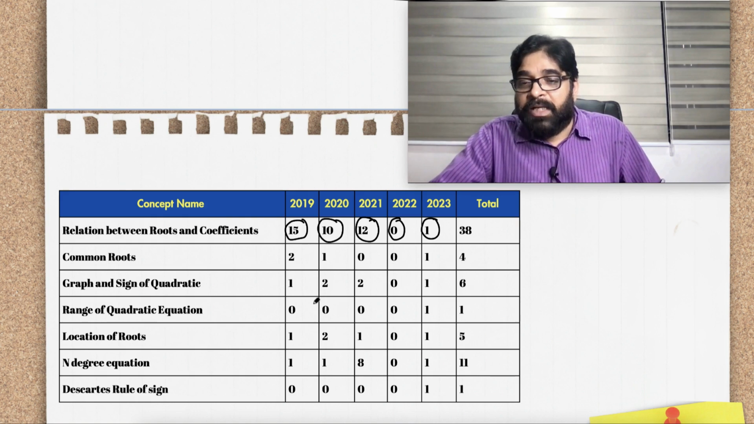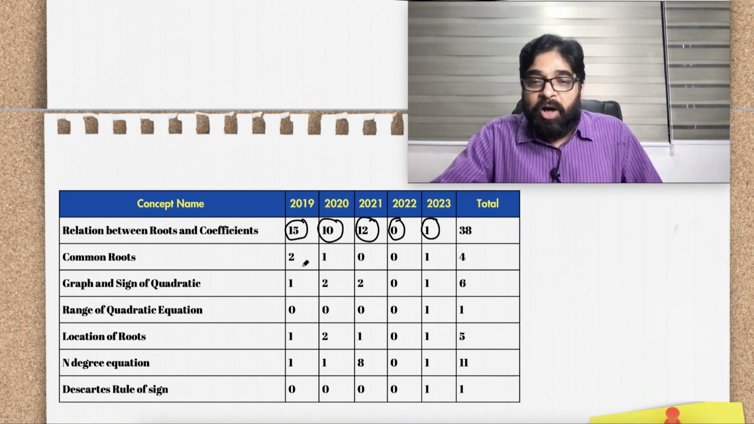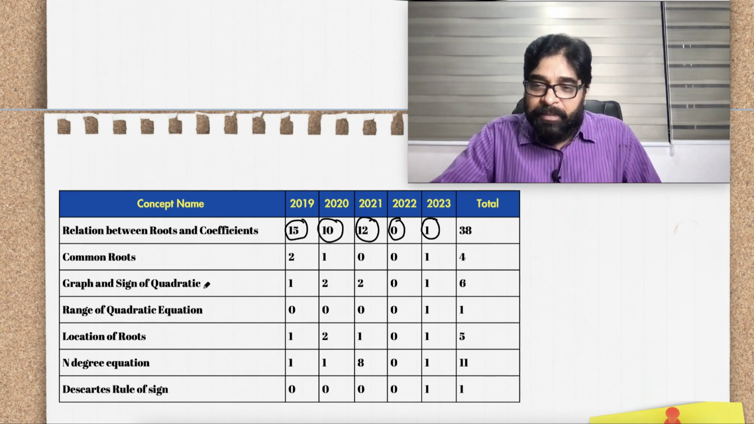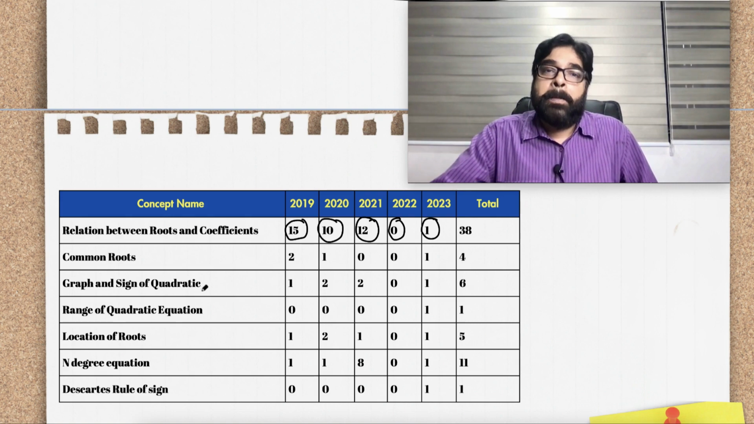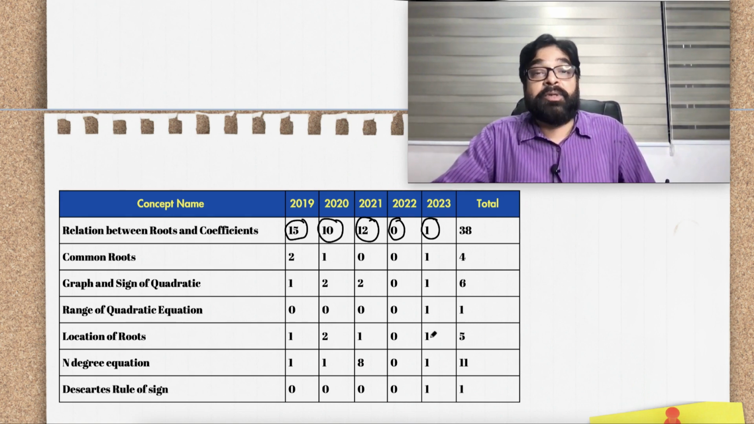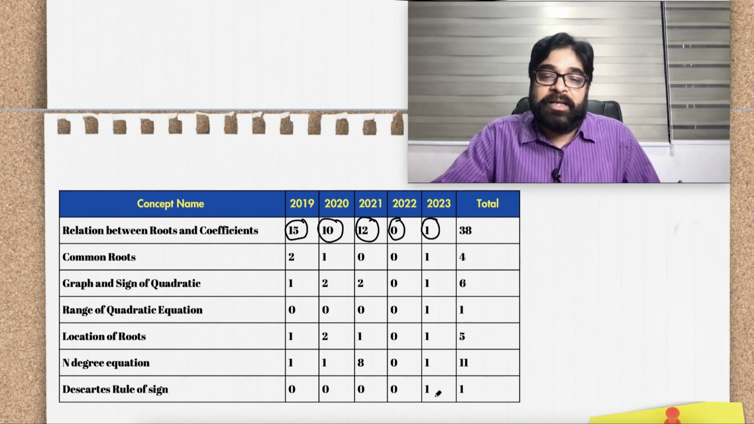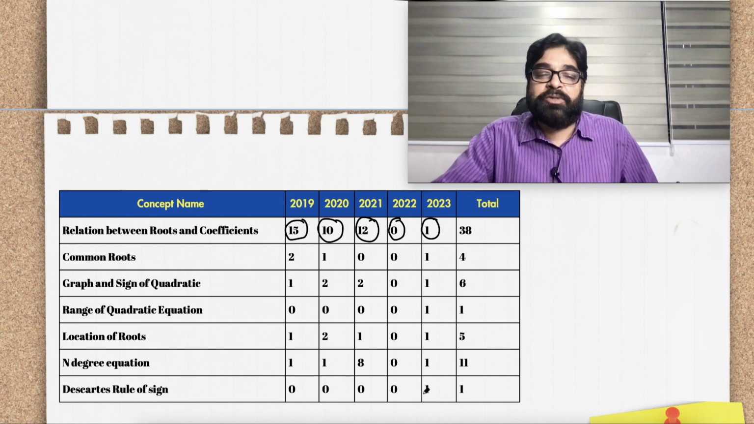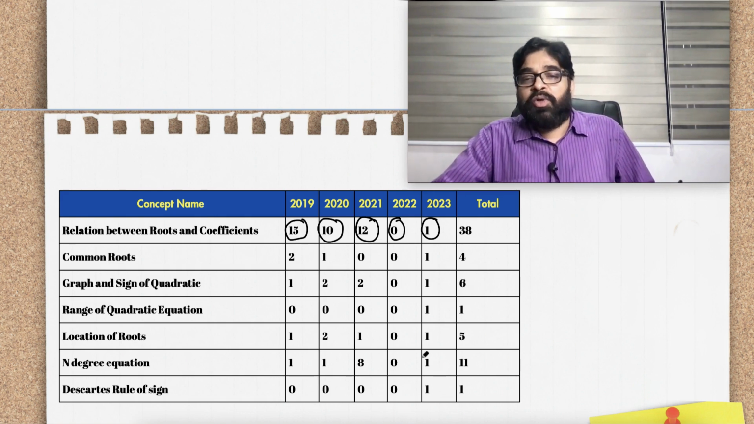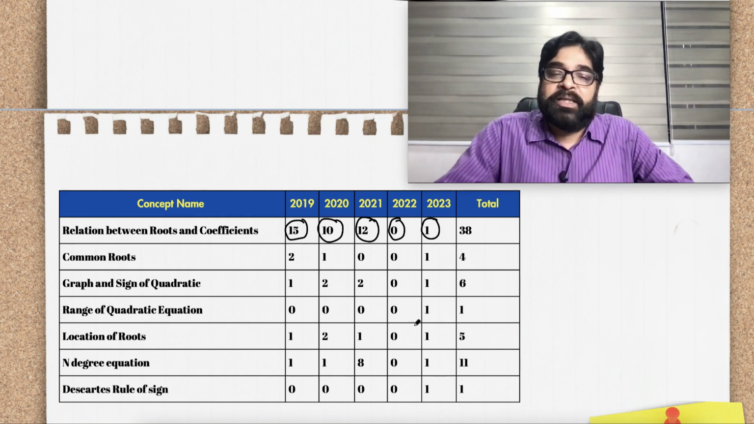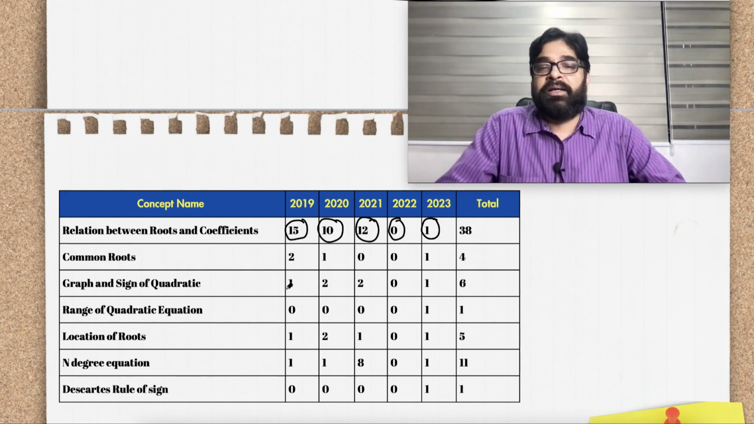Now check locus. This is the common roots question. Graph and sign based questions: actually these can also be done using graphs, but since coefficients are involved, it matters here. Location of the roots based questions, n degree equation, and rule of signs: you can see only one question was asked. So roughly I have given you the idea of what exactly this means.